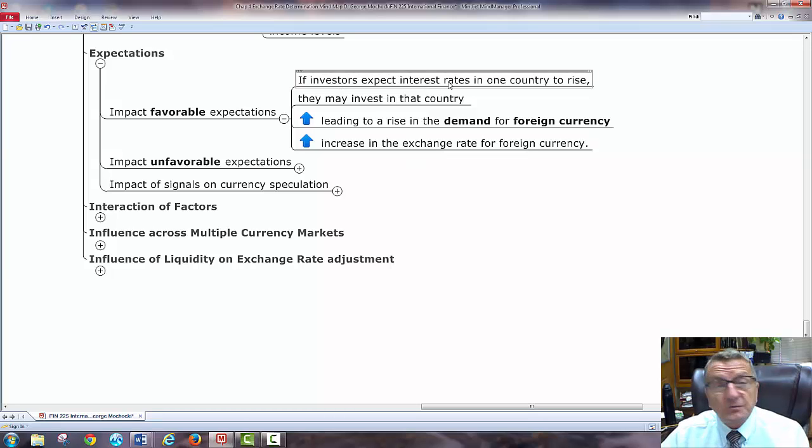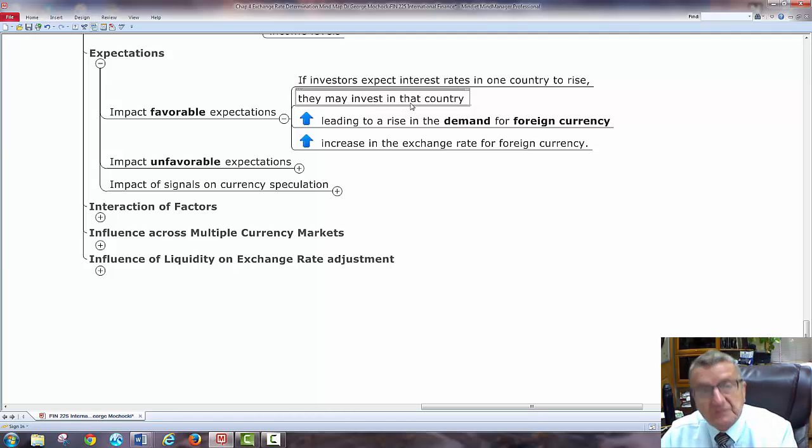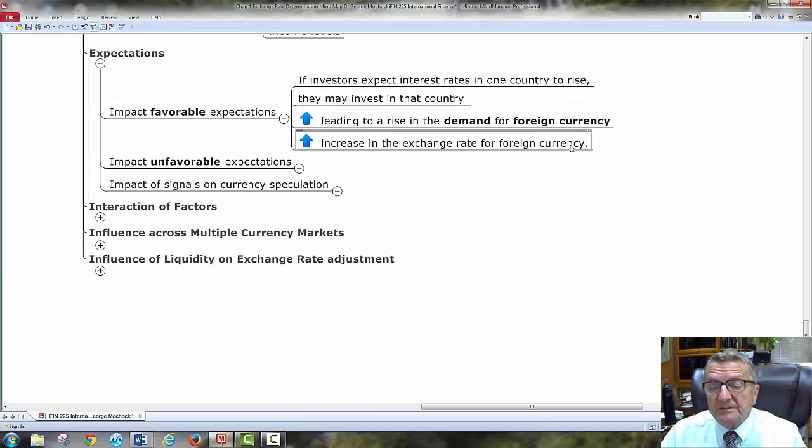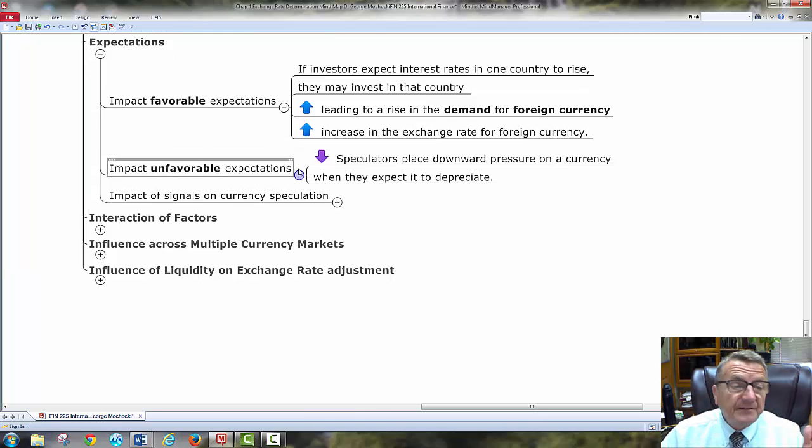Okay, so if investors anticipate interest rates in one country to rise, they may invest in that country, right? Oh, there's potential. There's a market for it. There's a need. That leads to a rise in demand for that foreign currency, which is favorable, and an increase in the exchange rate for that currency, also favorable. It's going to cost more because more people want it, so I'm paying some kind of cost associated with that. Okay, now unfavorable. What do you think is going to happen?